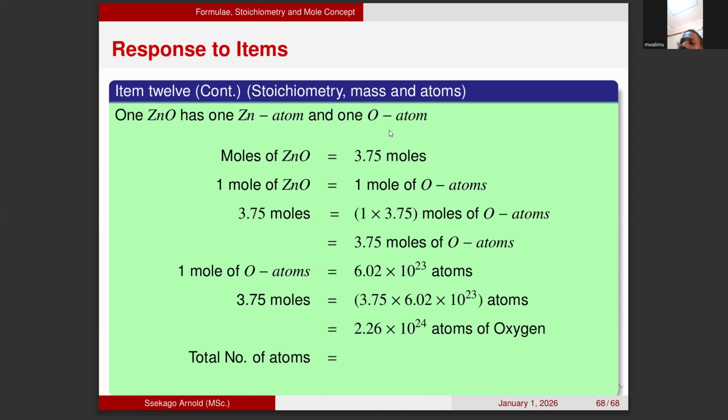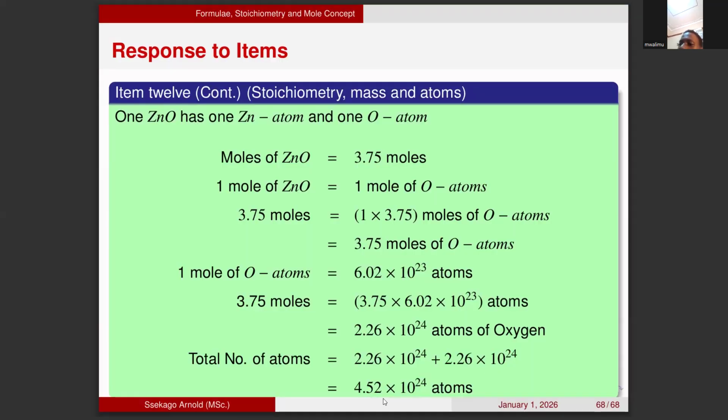So then the total number of atoms, we add those of zinc plus those of oxygen, and summing these two, which we've obtained, we obtain 4.52 times 10 power 24 atoms are present in zinc oxide.